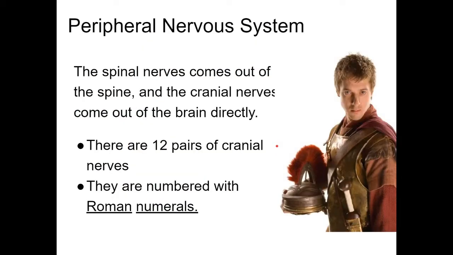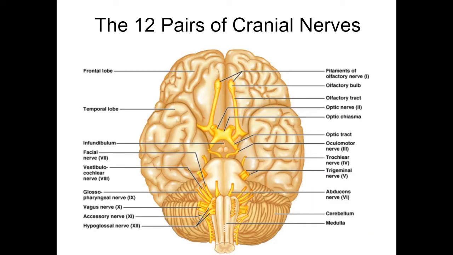The peripheral nervous system consists of 12 pairs of cranial nerves, and those are what we're going to focus on first. They come directly from the brain, and they are numbered using Roman numerals. So here you can see all of them pictured. There will be another picture of this later on after we talk about each of them individually.